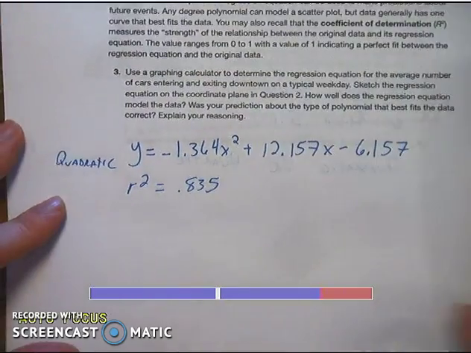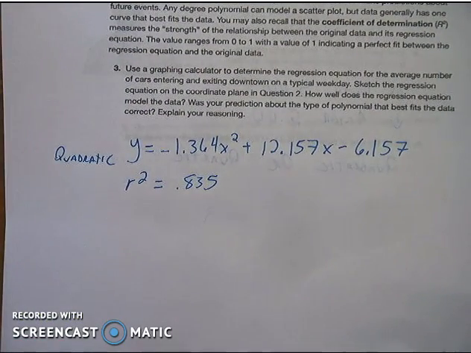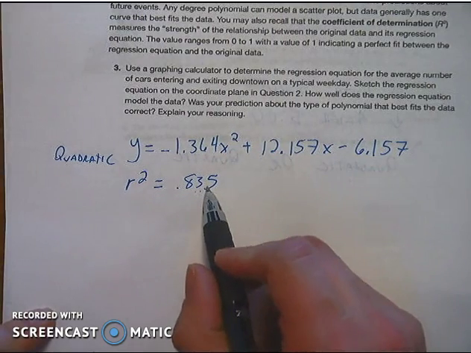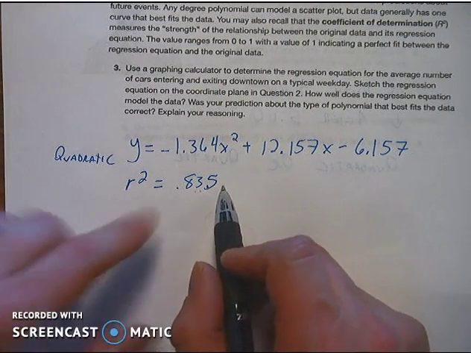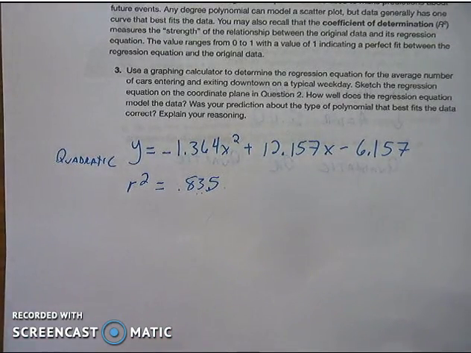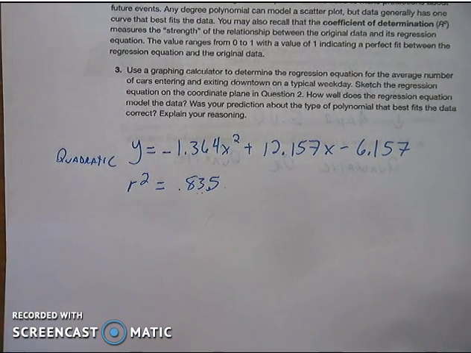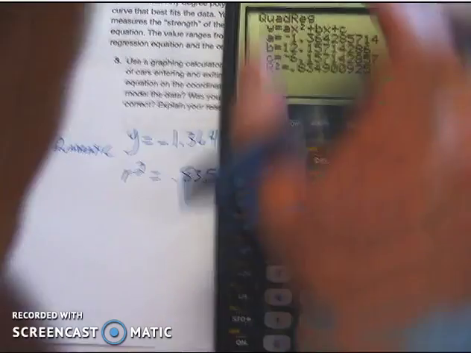Well, that r squared is telling you the strength of the model. The closer this number is to 1, the better the equation fits the data. So 0.835 is actually pretty close to 1. I'm feeling pretty decent about that. But what we should do is graph it and see how it looks.